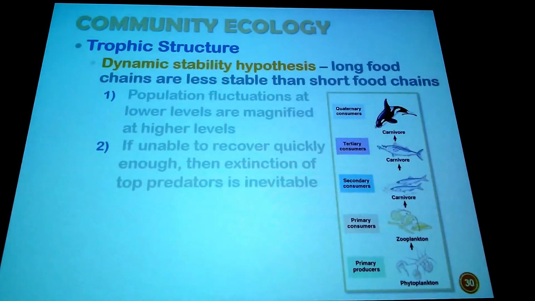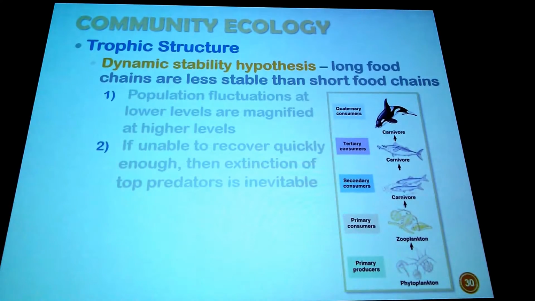Long food chains are less stable than short food chains. So it's similar to the energetic hypothesis. Kind of go hand in hand. Population fluctuations at lower levels are magnified at higher levels. If unable to recover quickly enough, then extinction of top predators is inevitable.